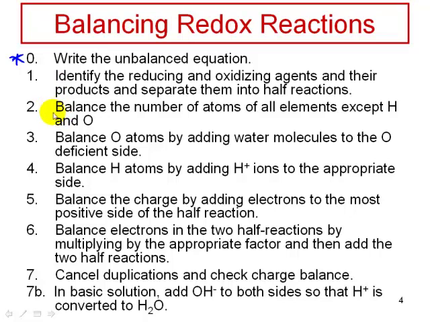So first we balance things besides hydrogen and oxygen. Then we balance oxygen and then hydrogen by doing different things, and then we balance charge by adding electrons to the appropriate side of the equation. Then you have to multiply so that you produce the same amount of electrons in the oxidation step as you consume in the reduction step, and then we add the two equations together and cancel duplicates. The only difference is that if we're doing this in basic solution, there's a last step where we convert H plus ions into water by adding hydroxide to both sides of the equation.